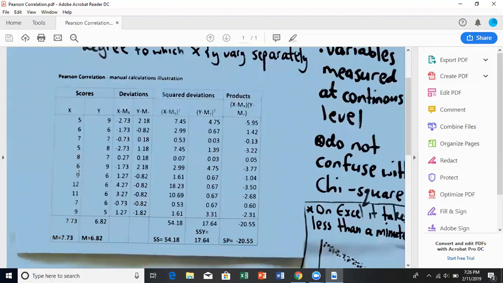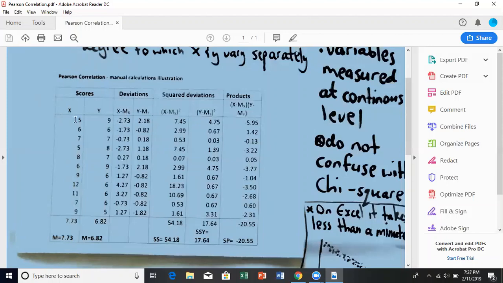So we arrange the scores like that, and then you calculate the deviations. The mean for X is 7.73. I rounded off all these numbers to 2 decimal places, and the mean for the second one is 6.82. So X minus the mean. This M is for the mean. Other texts write X with a line on top, but I think writing an M like this is easy for most of you.